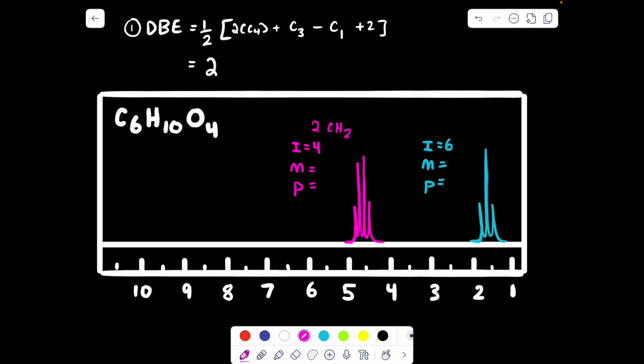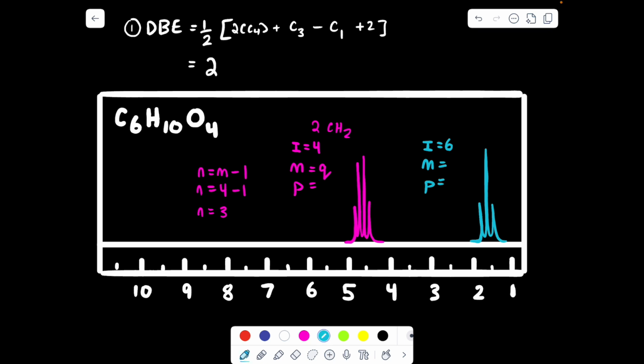And then multiplicity, I need to count the peaks. 1, 2, 3, 4. So 4 is equal to a quartet. And quartet is equal to 4. But what the multiplicity really tells me is how many neighbors there are. So what I want to do for the neighbors is multiplicity minus 1, where multiplicity is going to be 4 minus 1. So the neighbors is equal to 3.